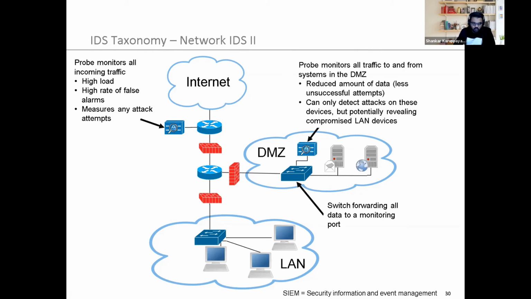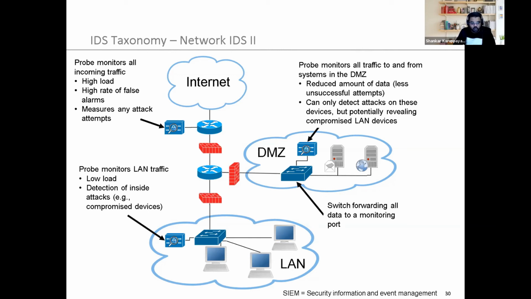If you deploy it within your DMZ zone, you're looking at all traffic to and from the systems in the DMZ. So you already have a reduced amount of data compared to the first example. But you can only detect attacks on devices in the DMZ itself, so nothing else is covered. But sometimes you can see compromised LAN devices, because you know the IP of your LAN devices.